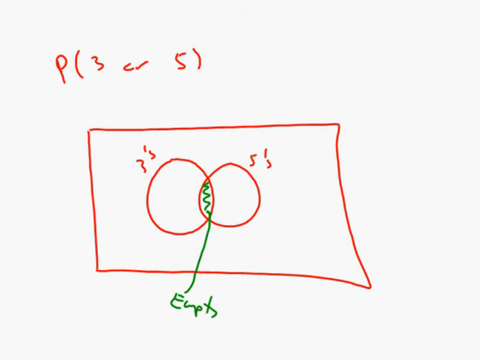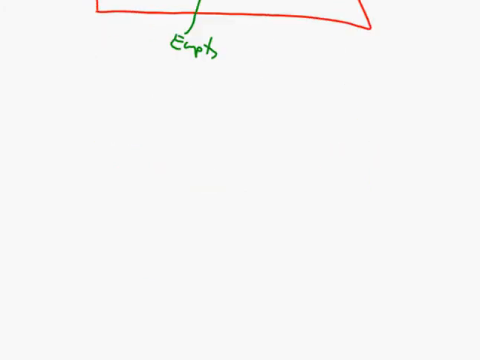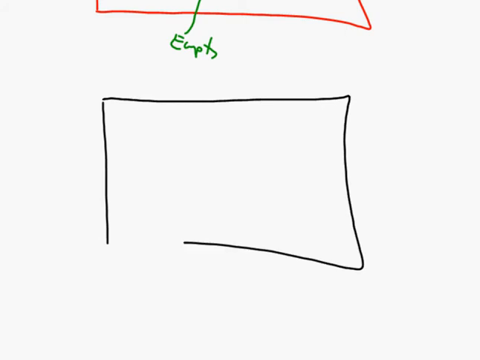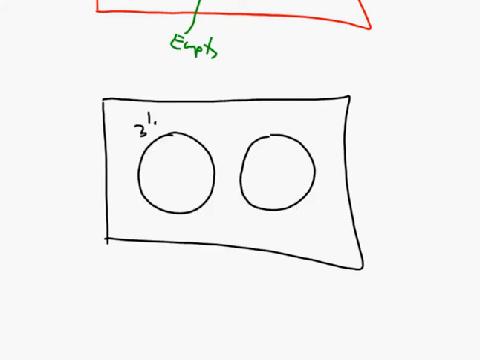So if you're going to do a better job drawing this Venn diagram, you would draw a Venn diagram like this, and you'd show 2 circles. Here's the 3s, here's the 5s, and there's no overlap. That would be a better way to show it.